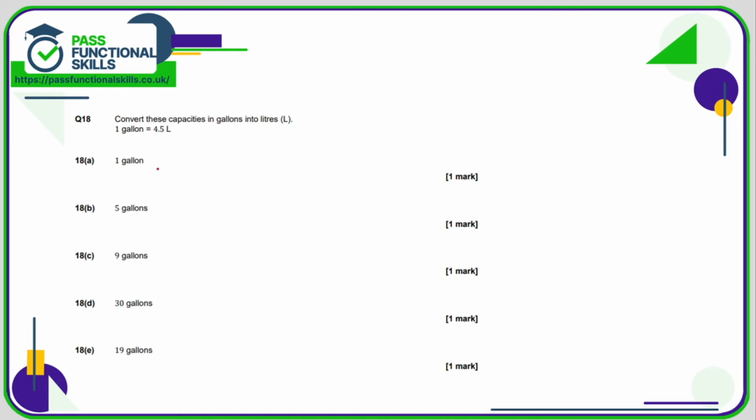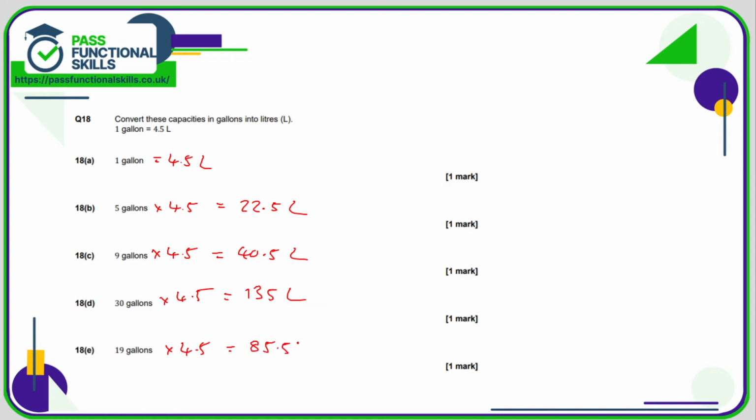Here we know that a gallon is 4.5 litres. So 5 gallons is going to be 5 times 4.5 litres, which is 22.5 litres. So 9 gallons is going to be 9 lots of the 4.5. And 9 times 4.5 is 40.5 litres. Again, all we need to do is just multiply all of these by the 4.5 from the conversion rate which was given. So we get 135 litres and 85.5 litres.